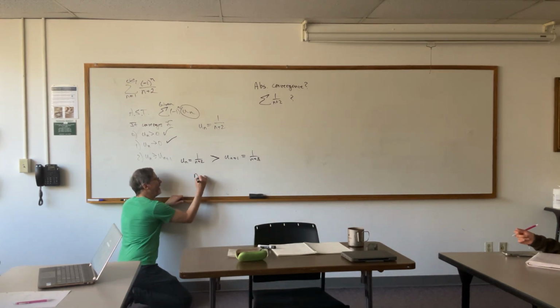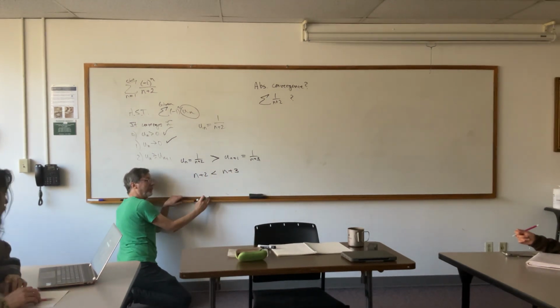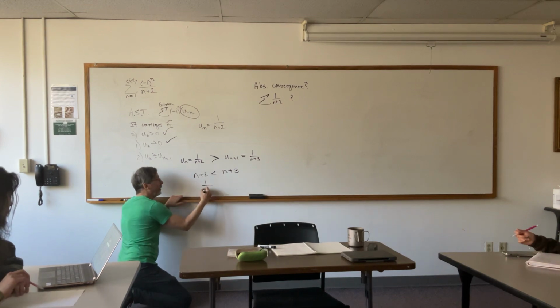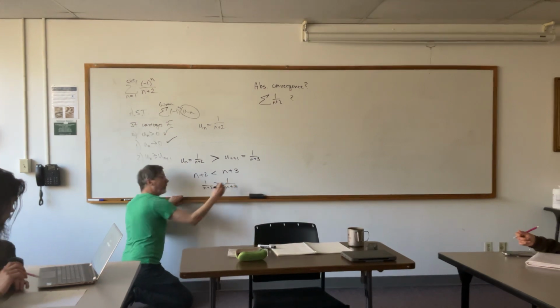Here's another way you could see that. n plus 2 is less than n plus 3. That's pretty clear. When you take reciprocals, you flip the sign. So that's another way to see it.